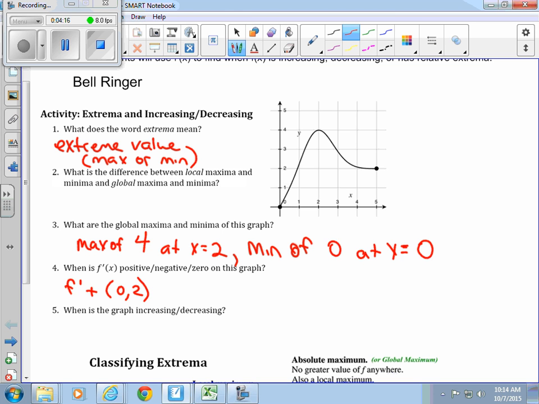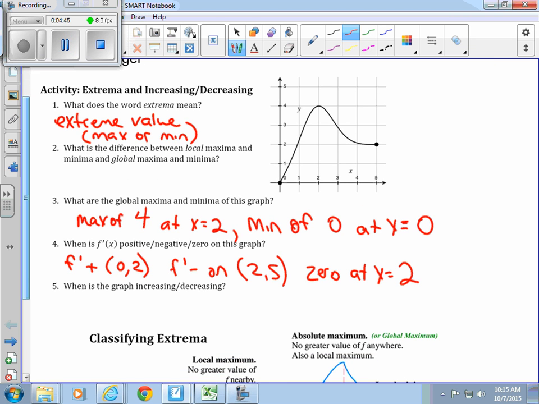And you may remember from pre-cal, you always list x values when you're telling me where on the graph, because y values can repeat, so they don't tell you where. So I'm always going to list x values. f prime would be negative on 2 to 5 and 0 at x equals 2. Any questions about that? Why is it 0 at x equals 2? That tangent line, if I were to draw a tangent line, it would be horizontal there.